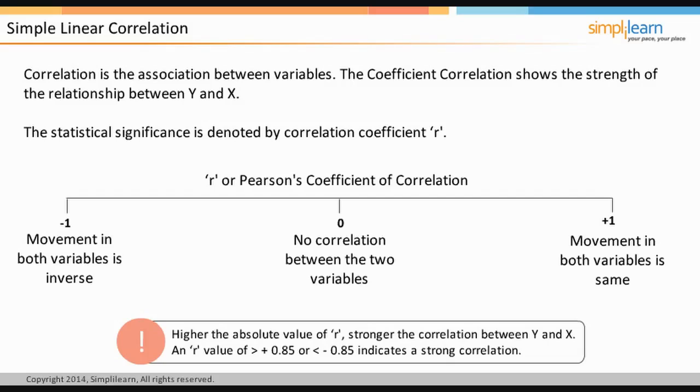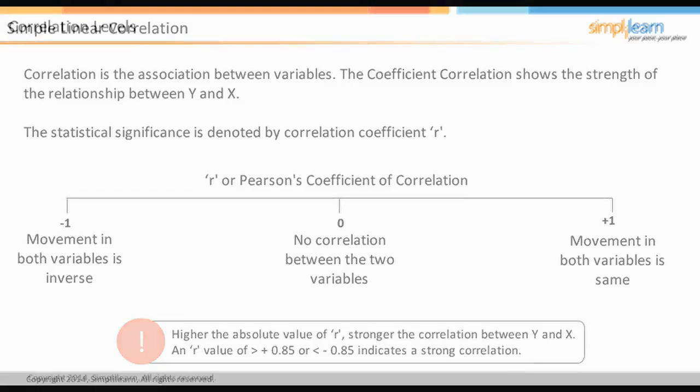Higher the absolute value of r, stronger the correlation between y and x. Absolute value of a number is its value without the sign. +4 has an absolute value of 4, and -4 again has an absolute value of 4. An r value of greater than +0.85 or lesser than -0.85 indicates a strong correlation. Hence, r value of -0.95 shows a stronger correlation than the r value of -0.74. The next screen will elaborate on correlation with the help of an example and illustrations through scatter plots.